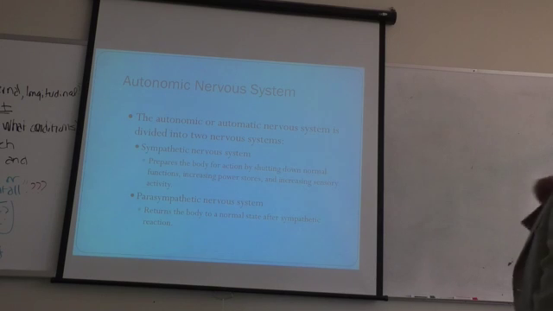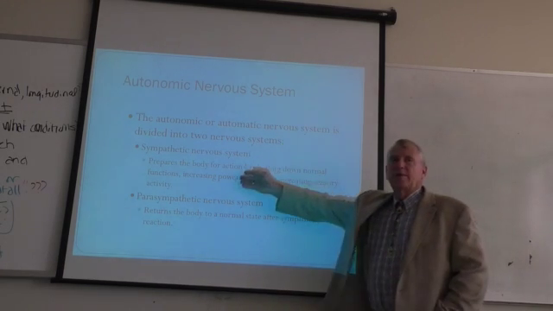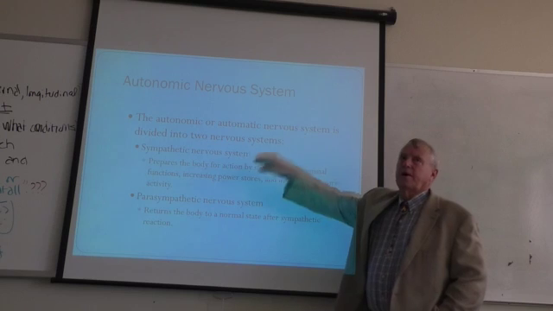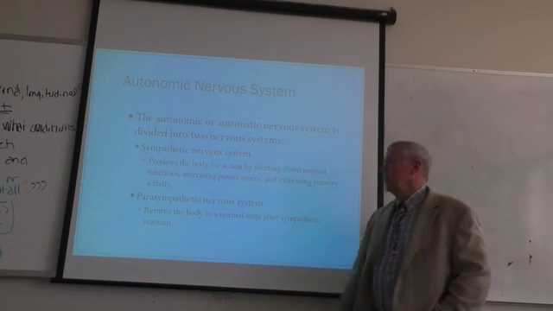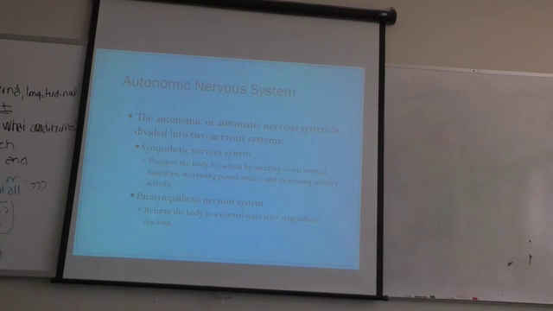The autonomic nervous system is divided into two nervous systems: the sympathetic nervous system and the parasympathetic nervous system. The sympathetic nervous system prepares you for fight or flight. The parasympathetic nervous system returns you to where you were before. So the sympathetic actually prepares you for whatever danger you're in, and the parasympathetic returns you to where you were.